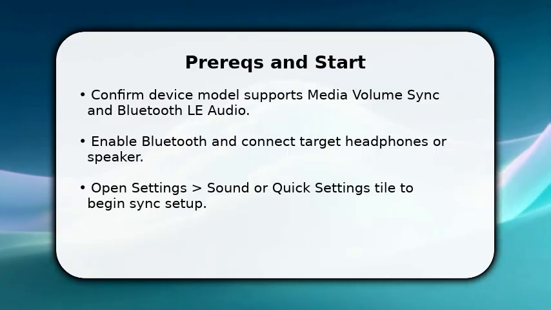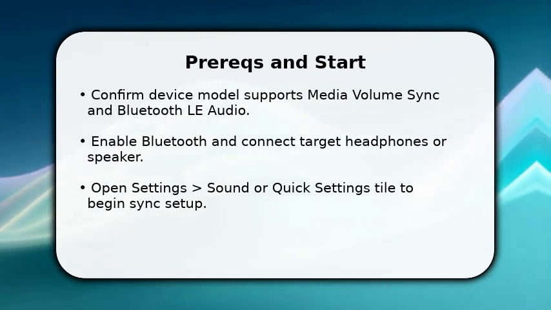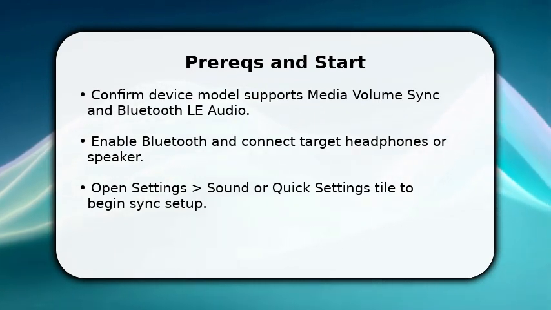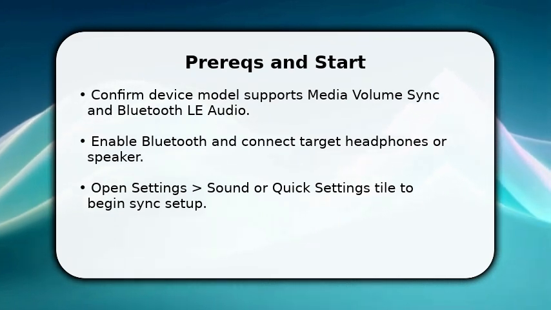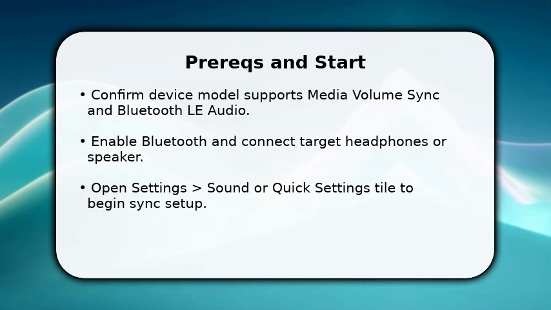You'll begin by confirming the device supports media volume sync and that your headphones are connected. This feature depends on Bluetooth Low Audio or vendor support. Once connected, open Settings and navigate to Sound or use the Quick Settings tile. Make sure Bluetooth is actively paired and the audio device shows as connected.